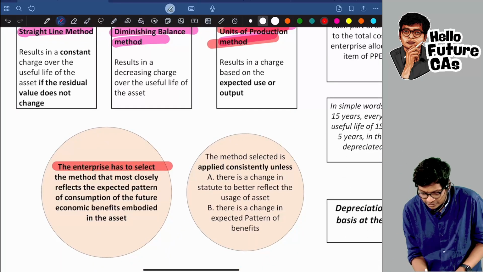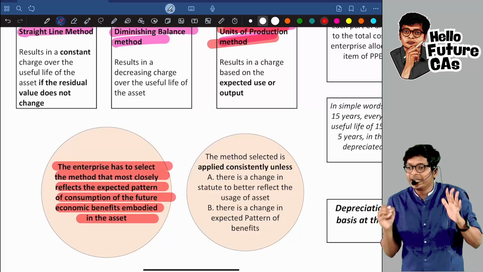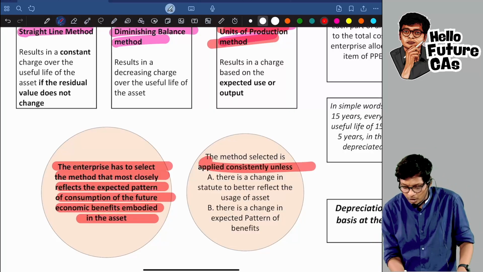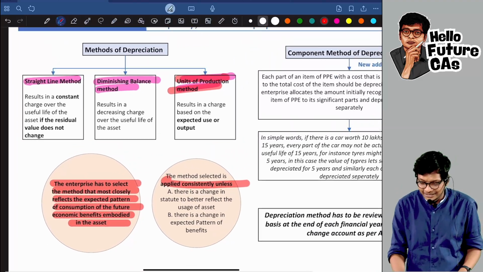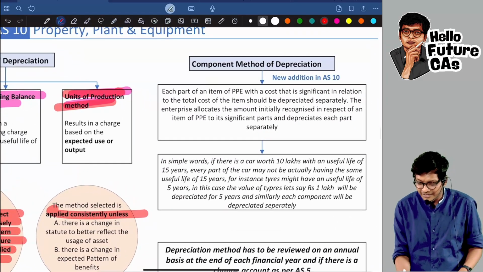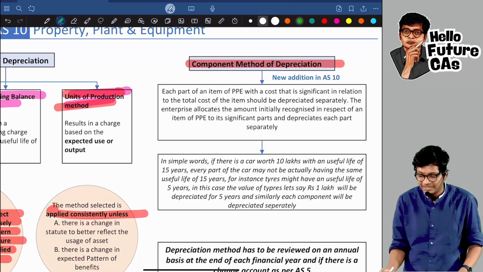The enterprise has to select the method that closely reflects the pattern of benefits that the entity is going to get, and whatever you choose you have to apply it consistently. We have to be applying it consistently. Are you following, guys?